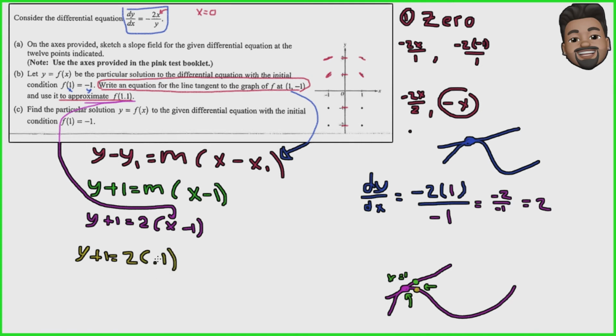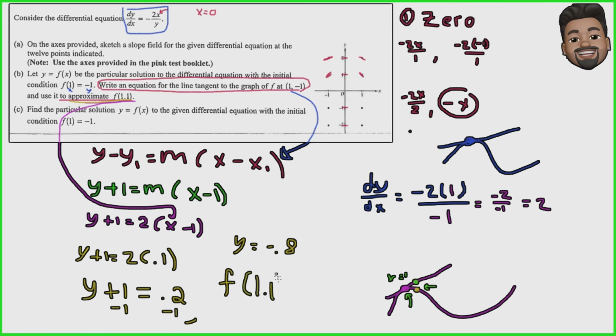2 times 0.1 is 0.2, so we get y plus 1 is equal to 0.2. We're going to subtract the 1 from both sides, and we get y is equal to -0.8. Hopefully I didn't do any math wrong here. And then finally, because it asks us to approximate f of 1.1, I'm going to go ahead and write f of 1.1 is equal to -0.8.